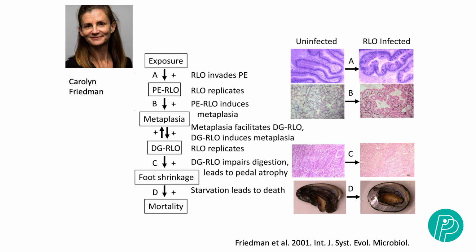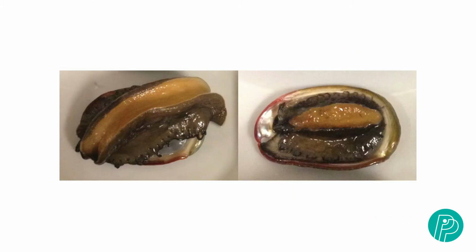And unable to digest its food, the abalone would start instead digesting its own muscle tissue. The foot of the abalone would then shrivel up, and when that foot shrank down to a small enough size, it wasn't able to hold on to the rocks. And the next storm that came through would knock it off the rocks, and then the seagulls would come and feast on the remains. The near extinction of this species by a parasite is quite unusual.